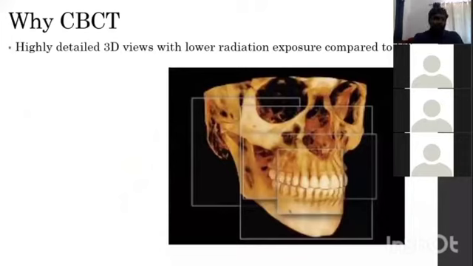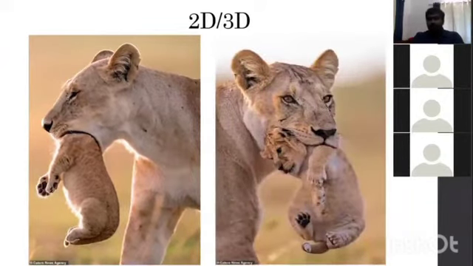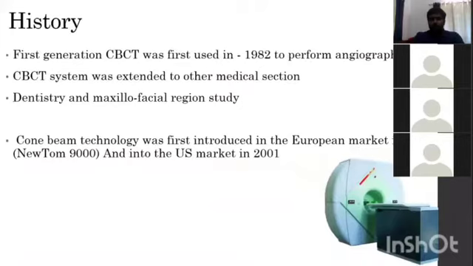And why CBCT was taken. When comparing to other technologies like CT, we get a highly detailed 3D view at low radiation exposure. That is a specialty of CBCT or 3D imaging. Just assume this as a 2D image for an example: we would think that the lioness is swallowing her baby, the cub. But if this image was taken from another angle, or with a 3D imaging system, we can see that she is carrying her baby.